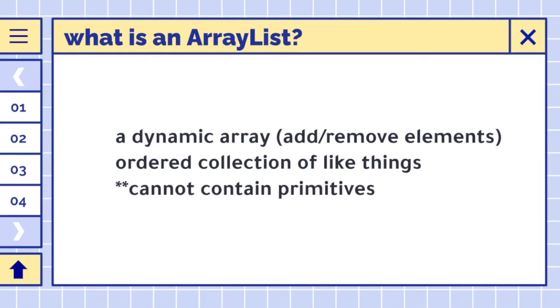Like an array, it's still an ordered collection of like things, so you can only have one type of thing in the array list. You can't have strings and integers and doubles. But one thing to note about array lists is that you can't have primitives.